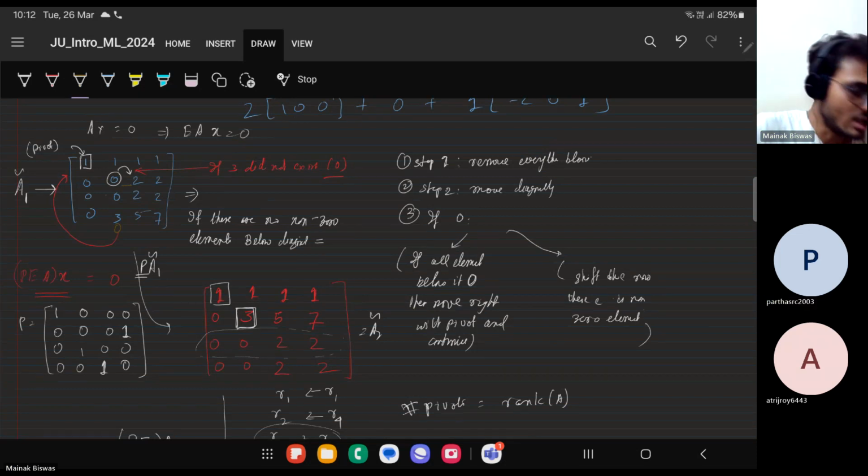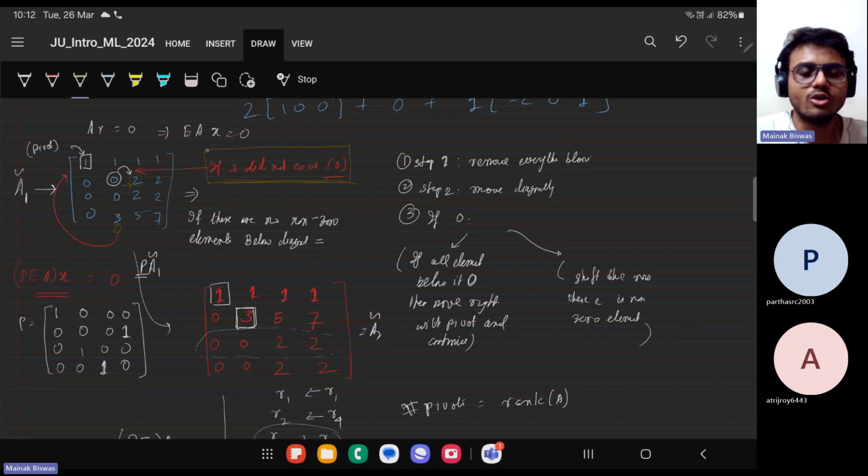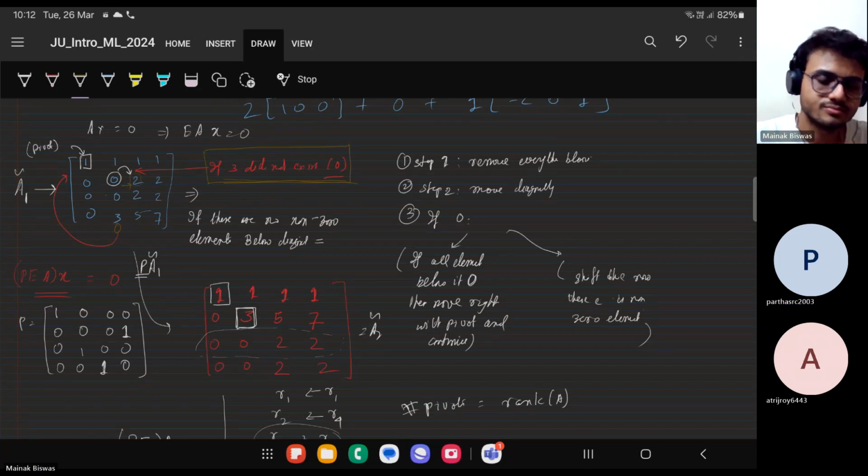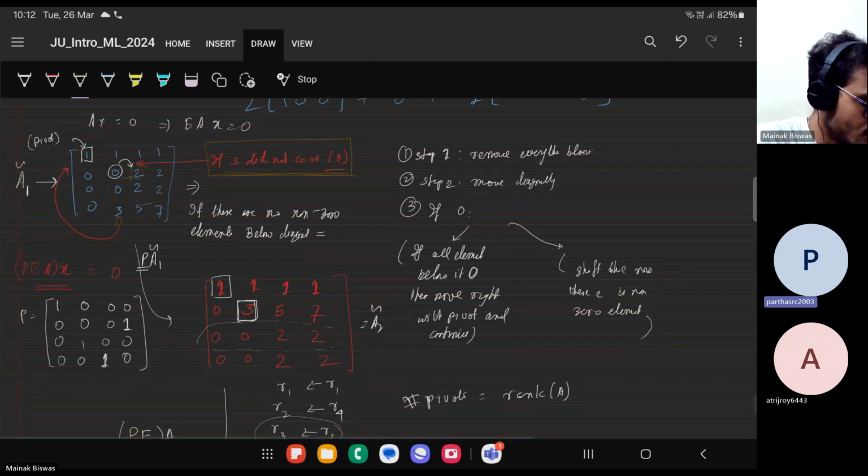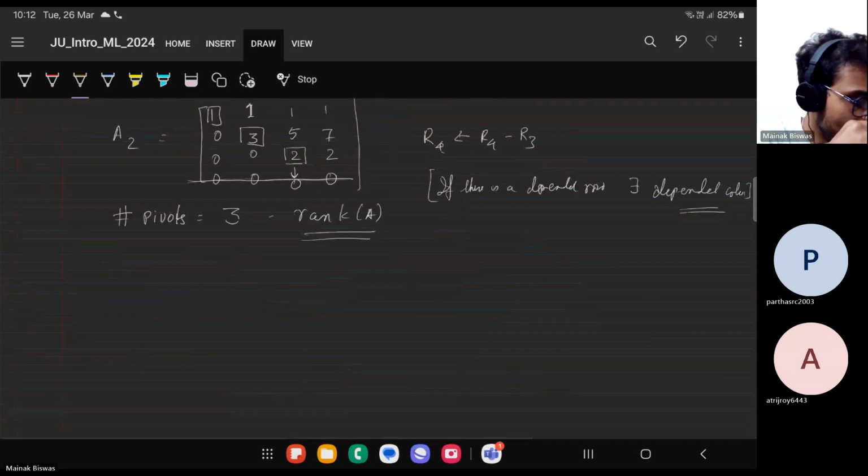Yes, if this 3 was 0 somehow, then you would have started from this 2. I've written this now. If the 3 did not exist, if it was 0, then the permutation would not have helped me. Yes, then I would have shifted to 2, and taking 2 again as the pivot, I iterated again. Yes. Fine. Keep asking questions.